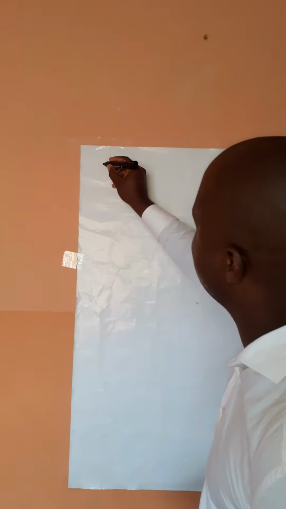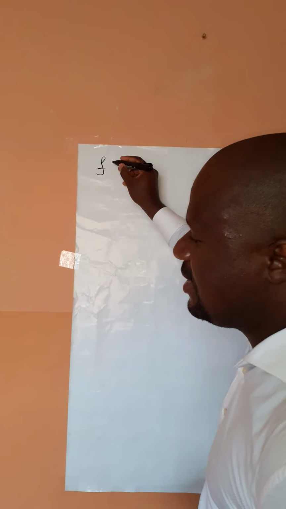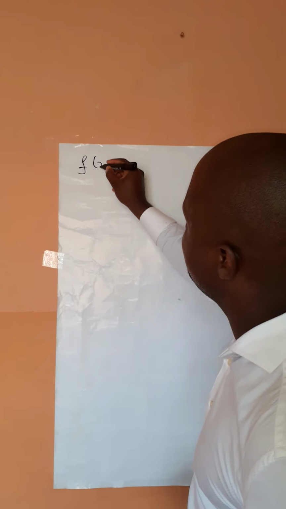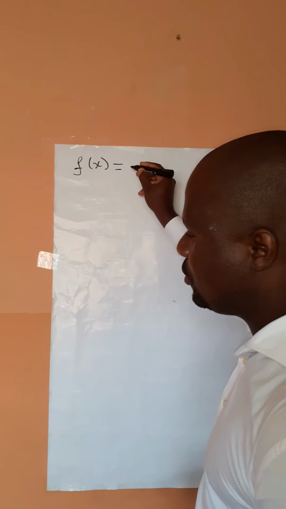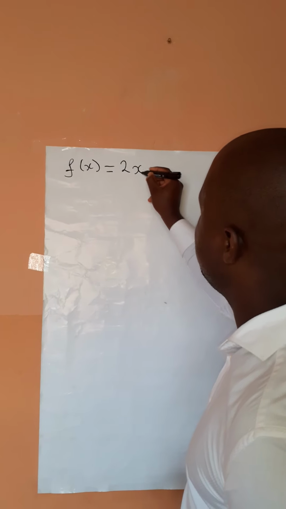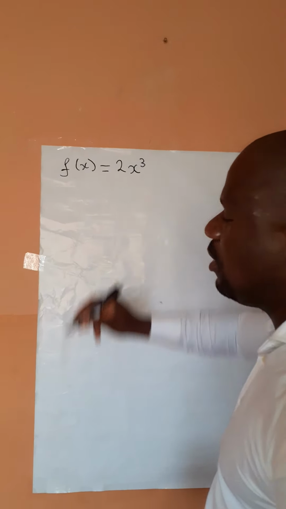And the question reads here: use the definition of a derivative from first principles to determine f prime of x if a function of x is equal to 2x to the power 3. So this is the question that we have. We are given here that a function of x is equal to 2x to the power of 3.